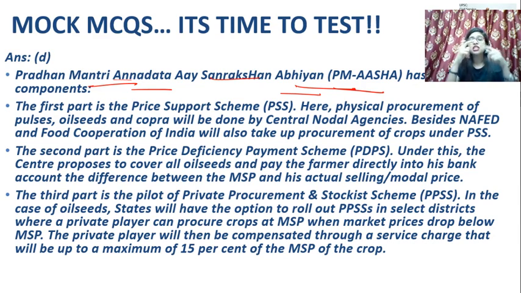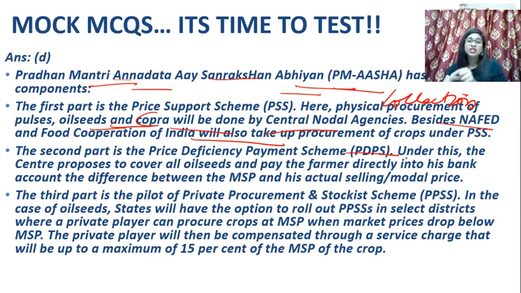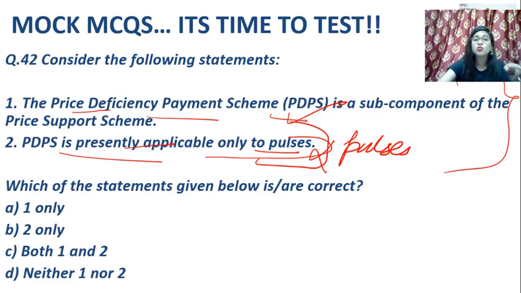Now, if you see under this particular scheme, guys, the physical procurement. What is procurement? Means the collection, right? The physical collection of the pulses, then oilseeds and copra, okay? That is a newly added crop. That will be done by certain central nodal agencies. So now, besides your NAFED and also the Food Corporation of India, they will also take a procurement of crops under which scheme, guys? Under the price support scheme. Now, just like your price support scheme, the Pradhan Mantri Asha scheme also has another part called as PDPS. What is that? Price Deficiency Payment Scheme, and that is what we saw in the question, right?